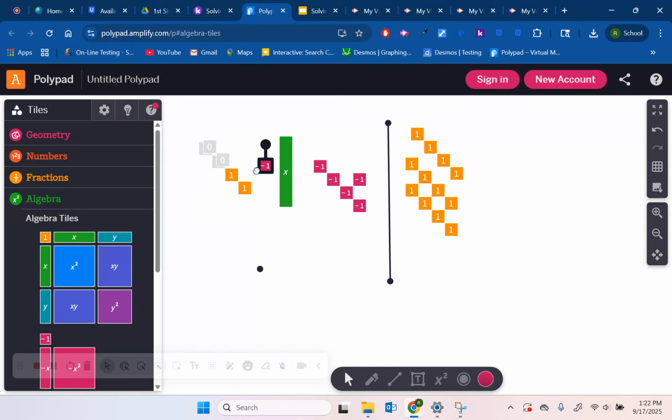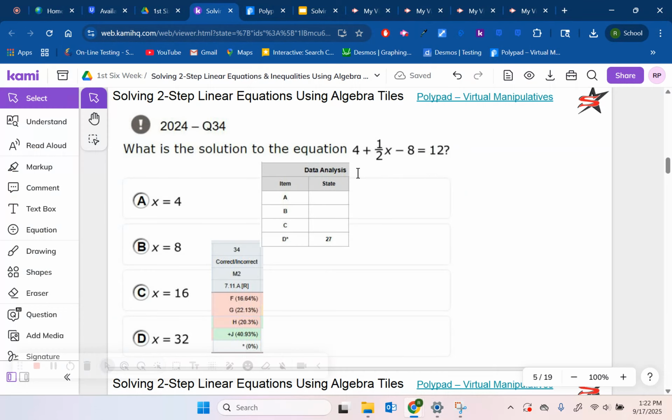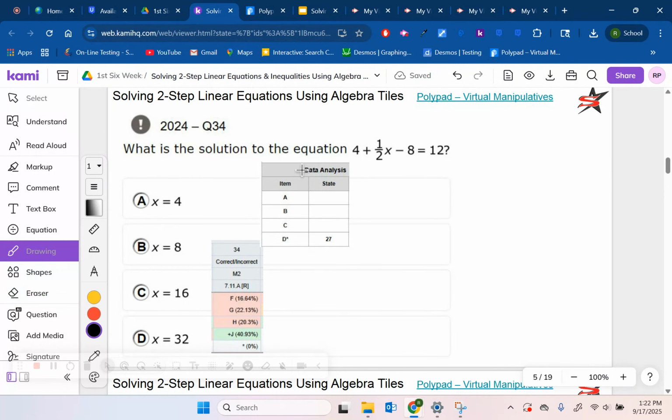integers that I can probably put together. You guys notice that? So that is called combining like terms on this side. You did combine like terms in 6th grade. 4 minus 8. So I'm going to just write this guy down here. I'm going to put 1/2 x minus 4 equals 12.